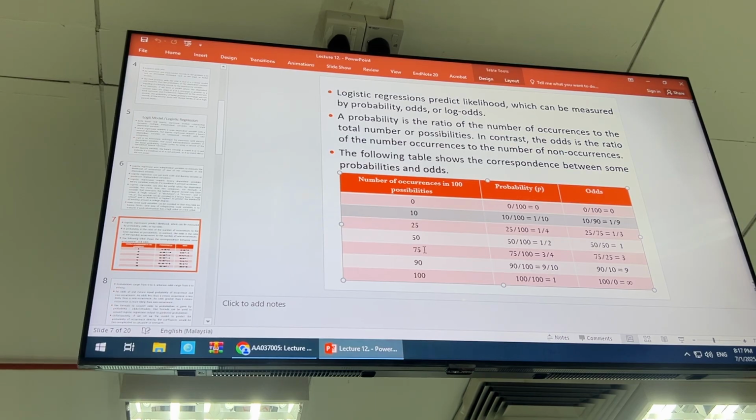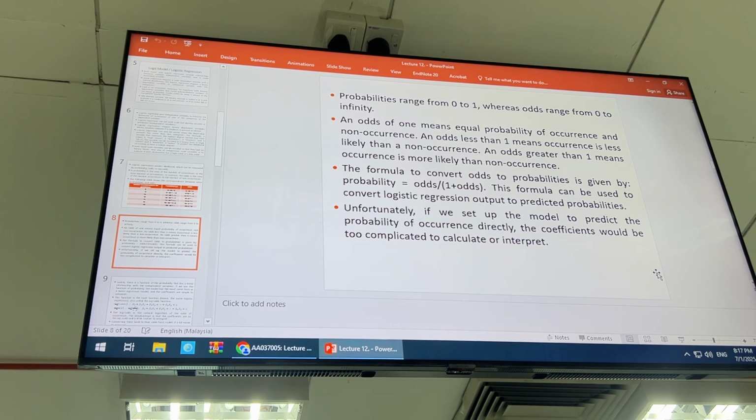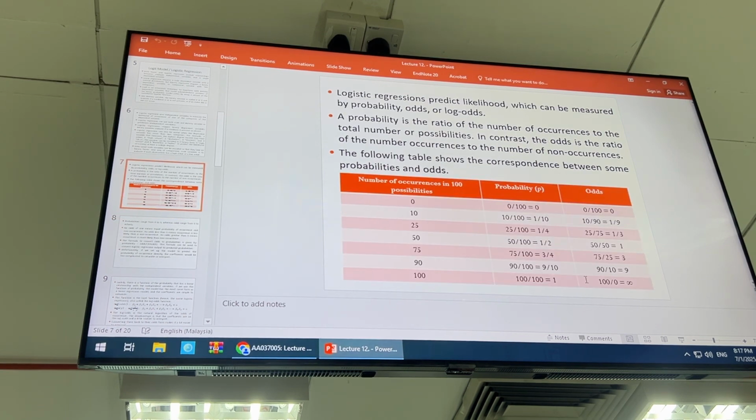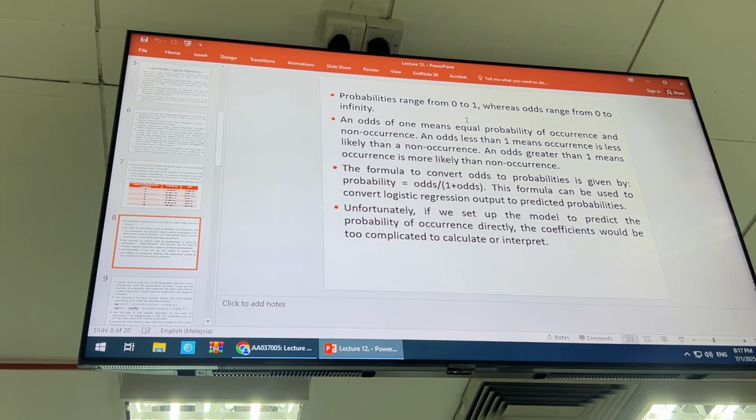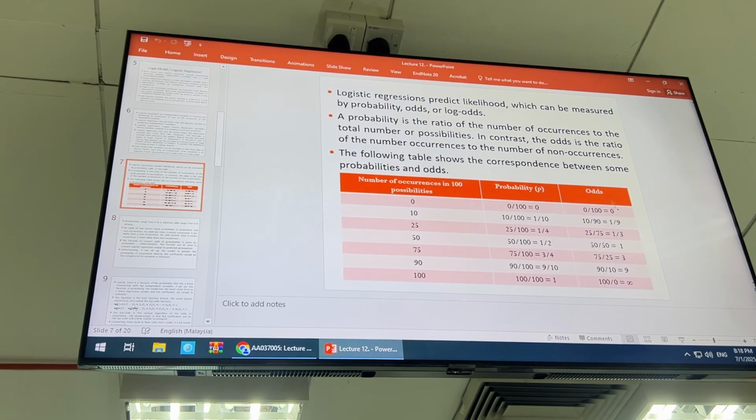So you see the examples, if 75, 90, and then 100. Probability ranges from 0 to 1, but odds range from 0 to infinity. Odds of 1 means equal probability of occurrence and non-occurrence. Odds less than 1 means occurrence is less likely than non-occurrence. Odds greater than 1 means that the non-occurrence is more likely to happen as compared to the occurrence.